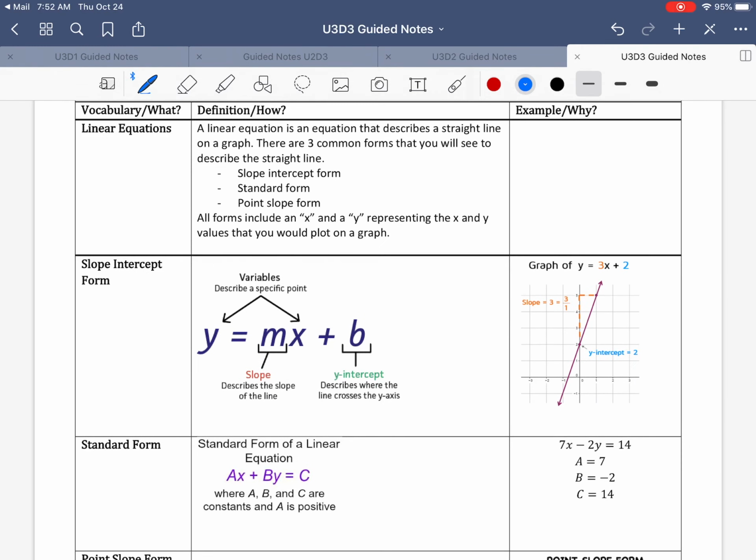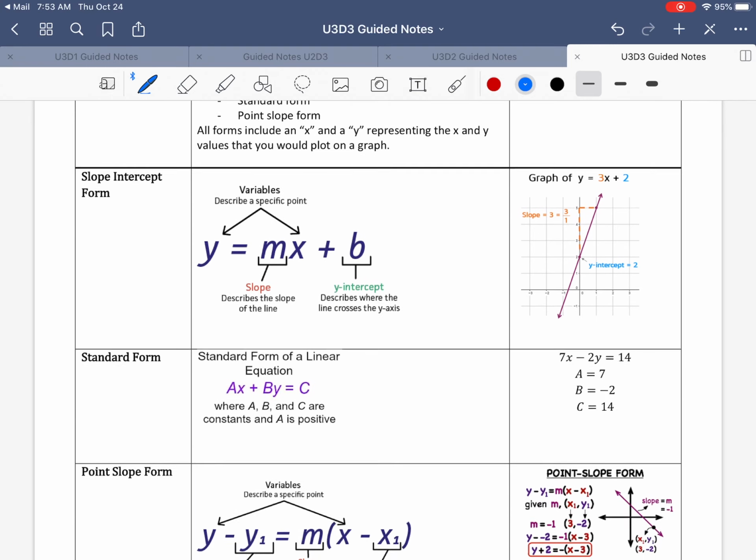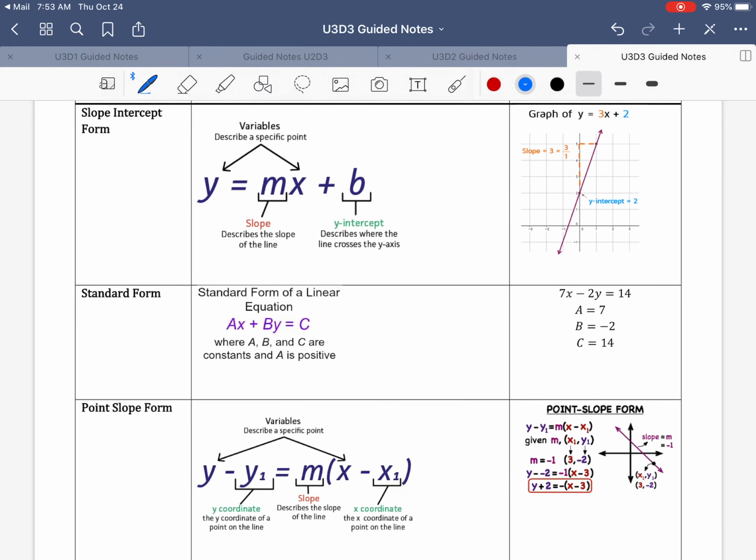Linear equations are equations that describe straight lines on a graph. There are three common forms that you will see to describe straight lines: slope-intercept, standard, and point-slope form. All forms include an x and a y representing the x and y values that you would plot on a graph. Slope-intercept form is the first form and perhaps the most common form that we will see.